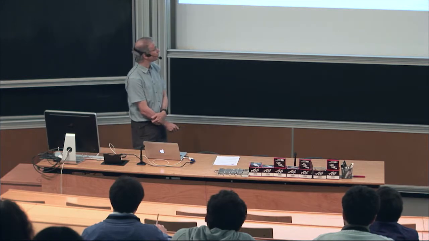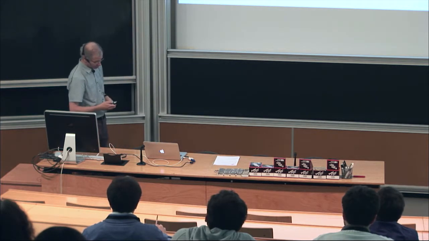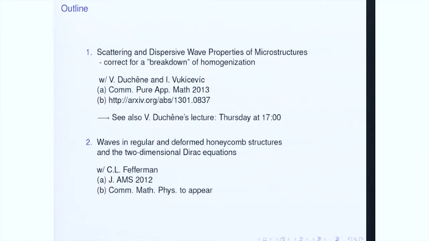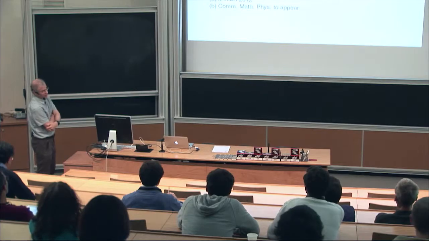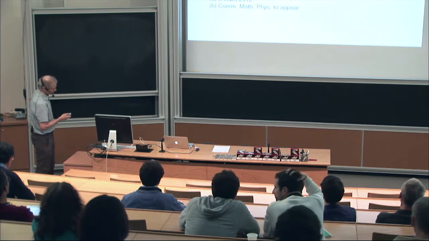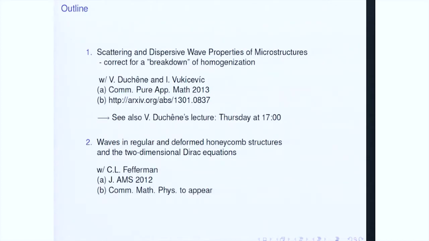as a collaborator. So I'll be speaking on waves and microstructures. There'll be two topics in my talk. First is scattering and dispersive wave properties of microstructures and a kind of breakdown of homogenization that we'll see how to correct. That's joint work with Vincent Duchesne, who's now at Hennenfent, and Iva Vukasevic, who's a graduate student at Columbia. Also, Vincent will speak on related work on Thursday.